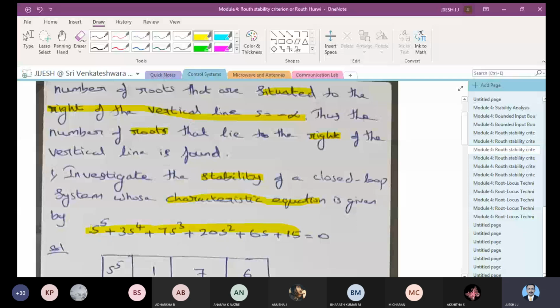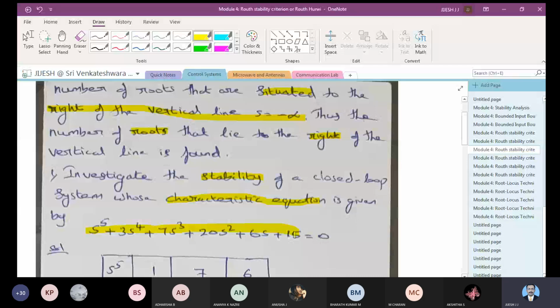So what you have to write first: s to the power of 5, then s to the power of 4, s to the power of 3, s square, s, and s to the power of 0. So that is what you have to write first in the first column. After writing that, you have to write a0, down it will be a3, a4, down it will be a5. So that is what you have to do.